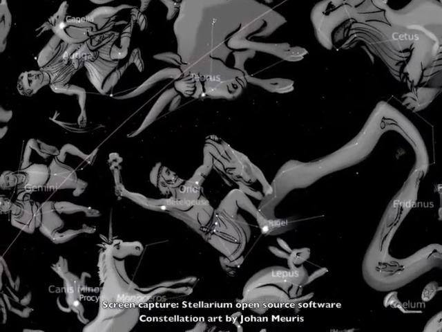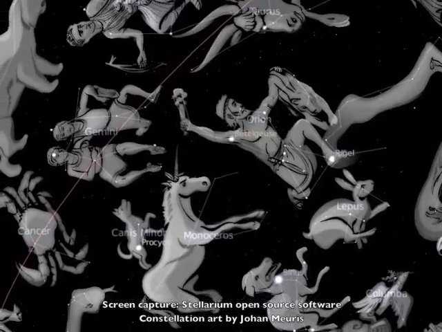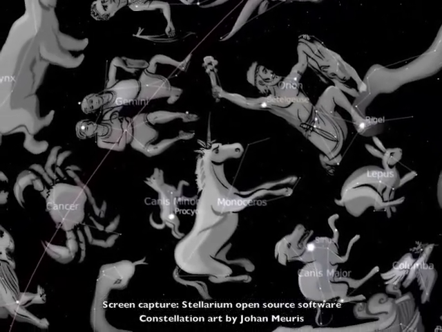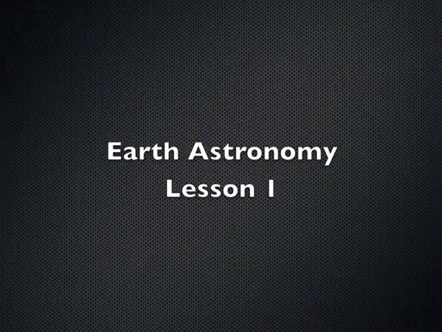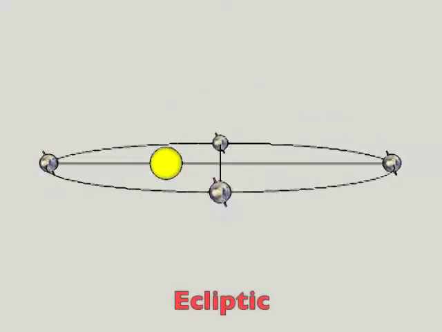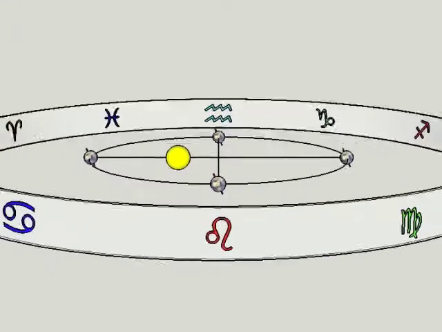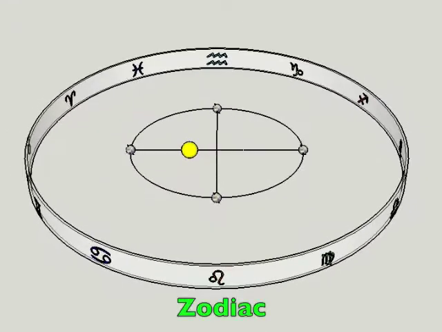To understand astronomy, one needs to have some background. Here's my crash course on esoteric astronomy in 6 quick lessons. The Earth revolves about the Sun in a plane called the ecliptic. The 12 constellations of fixed stars that intersect the ecliptic are called the zodiac.